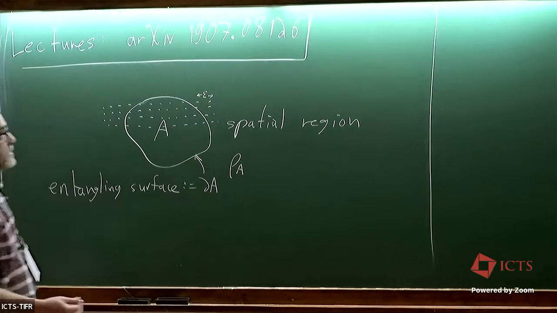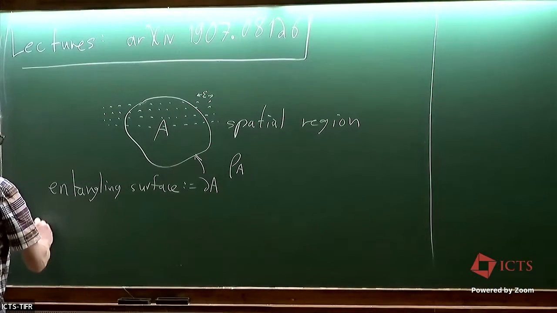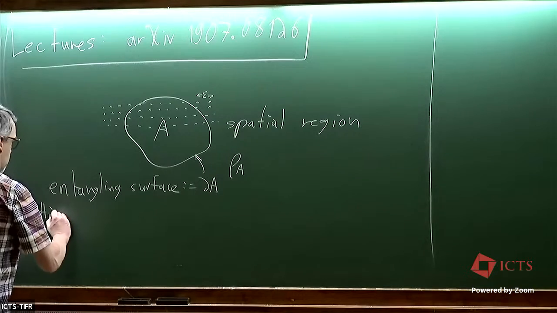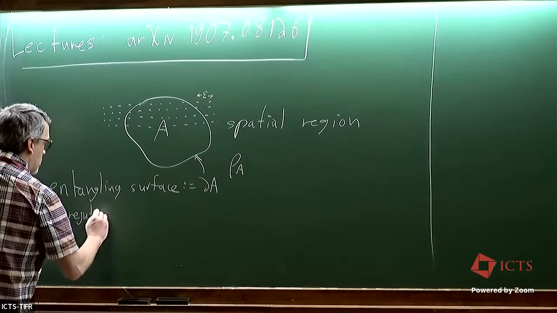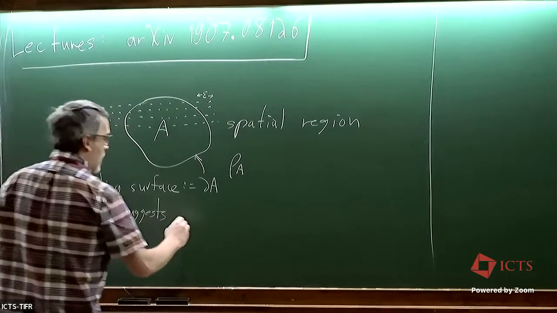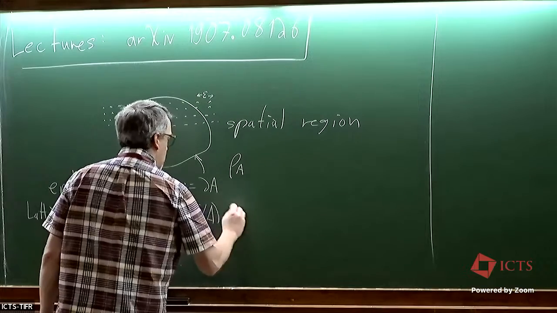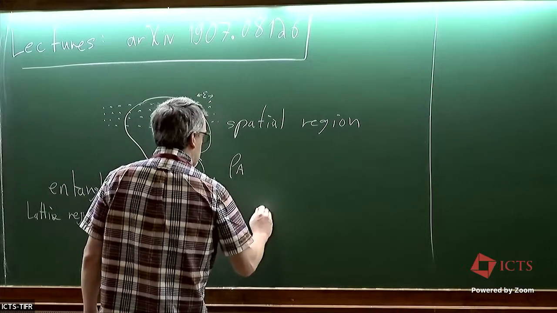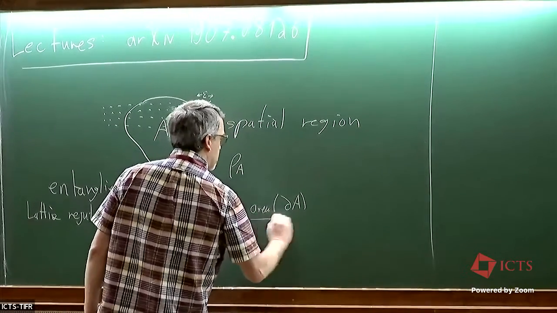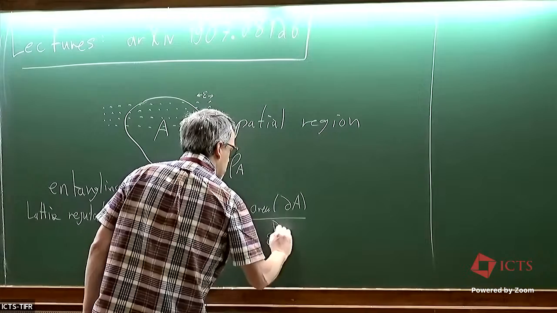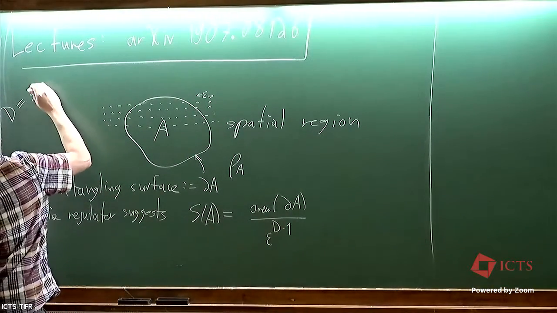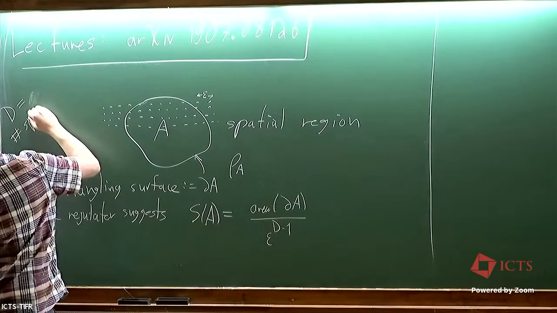So what I had done before is, the lattice regulator suggests S of A is equal to something which depends on the area of the entangling surface in units of epsilon to the d minus 1. For me, d throughout these lectures is equal to the number of spatial dimensions.